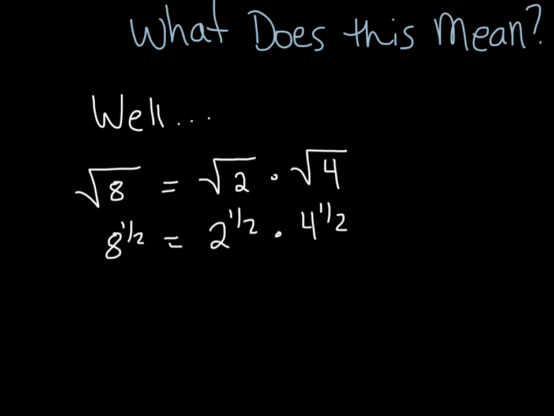So, what does that mean? Well, it means that, for example, the square root of 8 is the same thing as the square root of 2 times the square root of 4. Because 8 to the 1/2 power will be the same thing as 2 to the 1/2 times 4 to the 1/2. And we're going to explore this in much more depth in class.